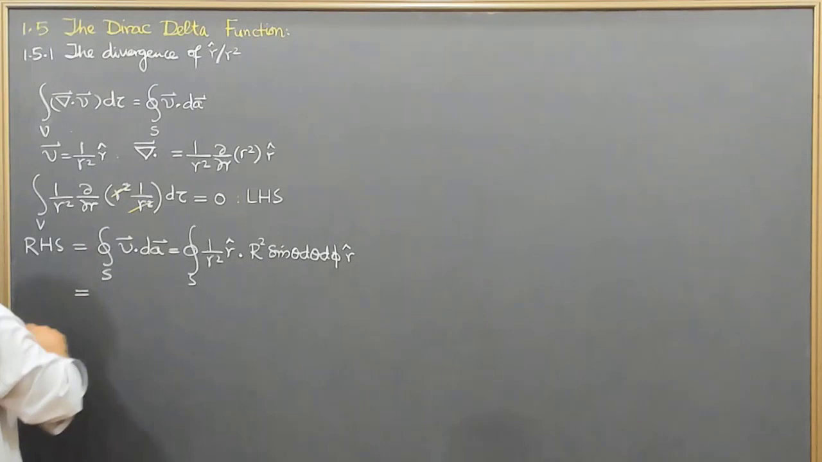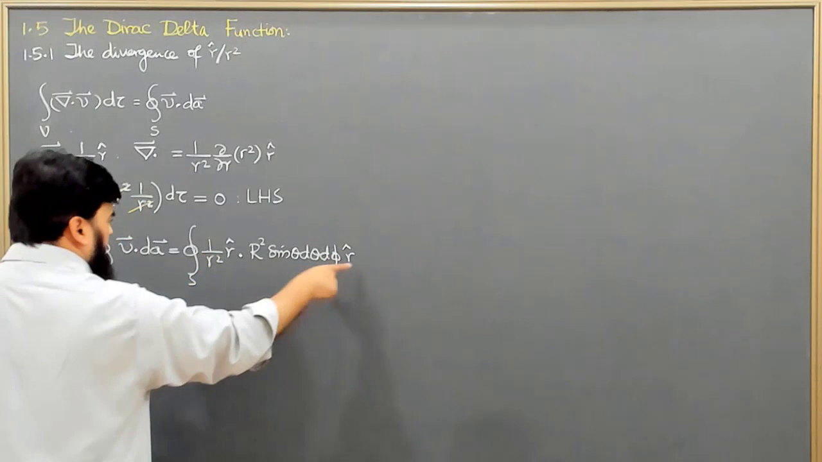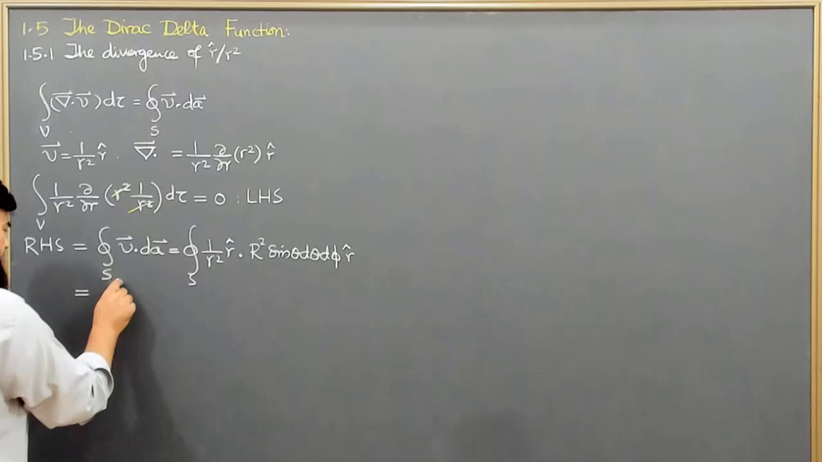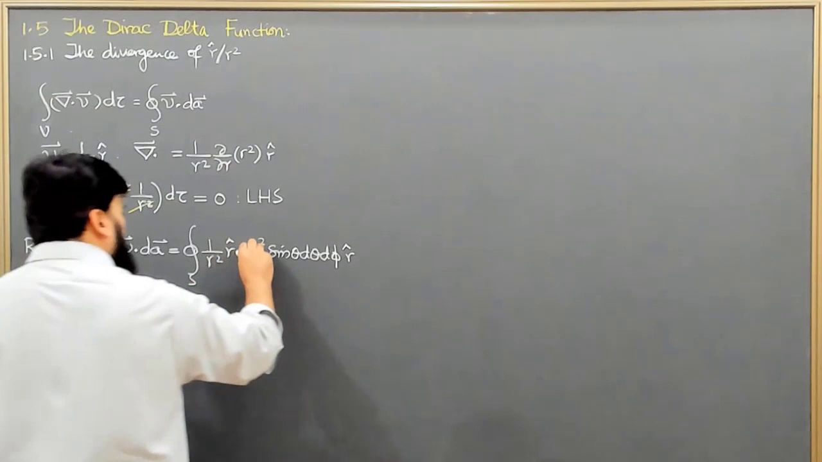This is R square. Now we don't have any integration on R, so I can write this one as capital R square as well. R unit vector dot R unit vector will become 1, and we will have a surface integral, and then this is 1 over R square, and this I can write as a small r because we don't have integration on this one.